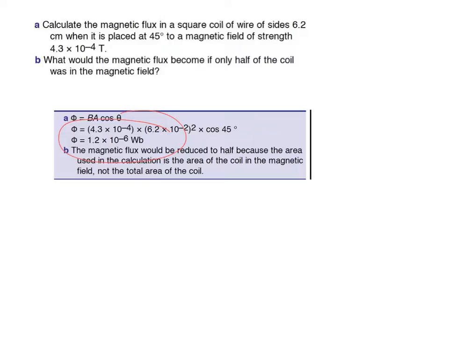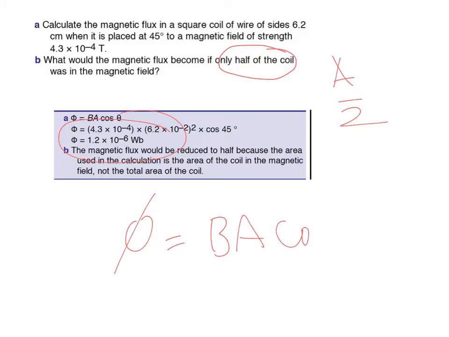Now what would happen if only half the coil was in the magnetic field? Well, if only half the coil was in the magnetic field, then your area would be halved. If we look at the formula, it's phi equals BA cosine theta. So if the area is dropped by half, then phi is dropped by half, and you only get half the effect.